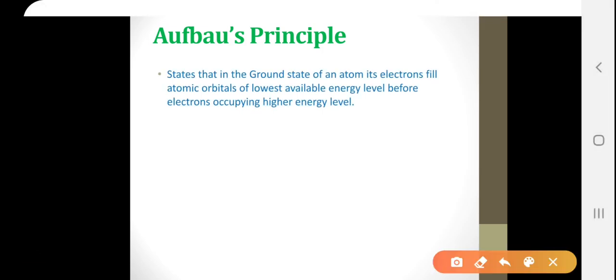So what does it state? It states that in the ground state of an atom, electrons fill atomic orbitals of lowest available energy before occupying higher energy levels. Higher energy level, not highest. So the electrons occupy the energy levels in increasing order, from lower to higher. First the electron will occupy the lower energy level, and then it will enter the higher energy level.